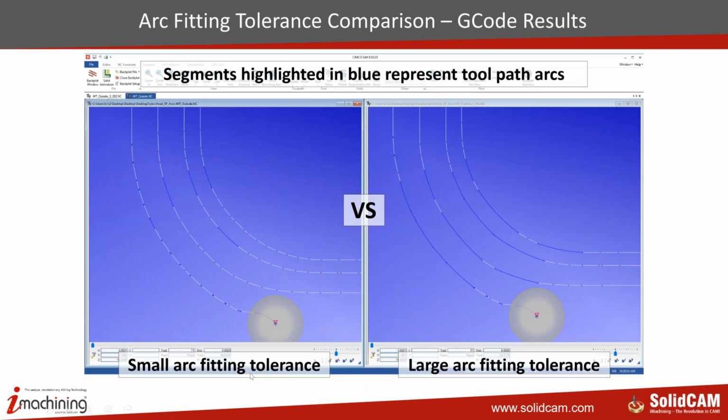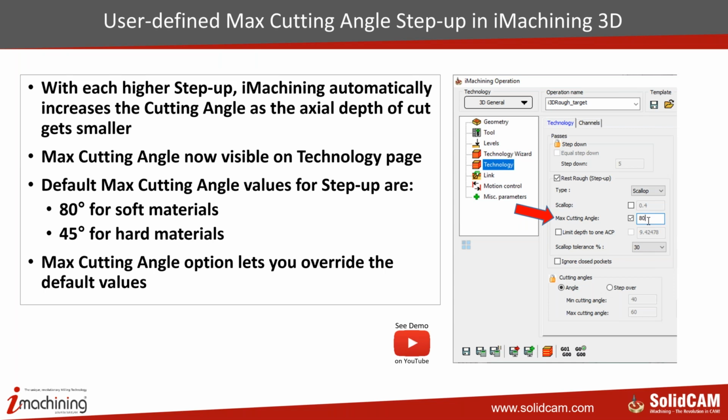This is what it does when you have a small arc fitting tolerance, and this is a large arc fitting tolerance. You can see the number of points it has taken. The segments highlighted in blue represent the toolpath of the arc. The left-hand side is a small arc fitting tolerance, and the right side is a large arc fitting tolerance. The number of points will be reduced, your G code length will be reduced, and you can use this G code for older machines where you have limitations on the CNC controller memory.